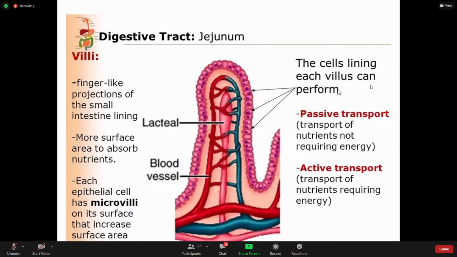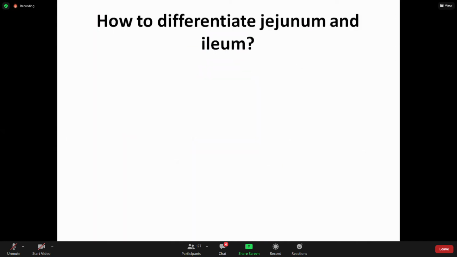Now, the cell lining here helps with passive as well as active transport of the food stuff or nutrients, which is the functional aspect of your small intestine. So with this basic feature, now we can move to today's main topic, and that is the gross morphological features of the small intestine, the different parts of the small intestine, and how to differentiate between duodenum and ileum.